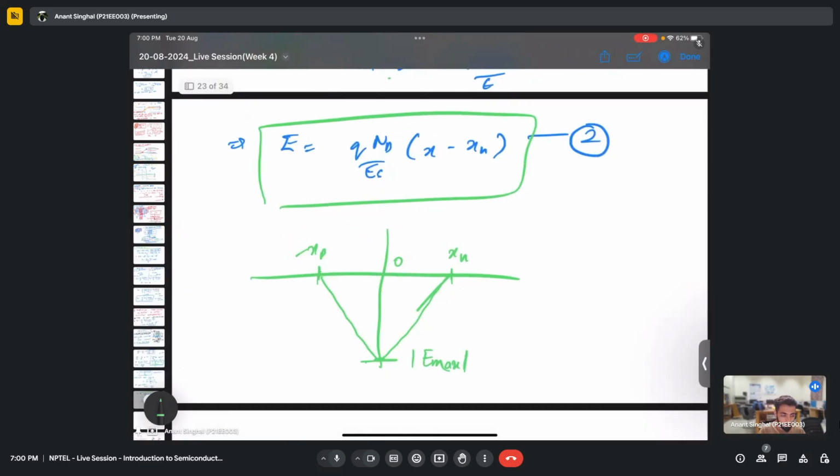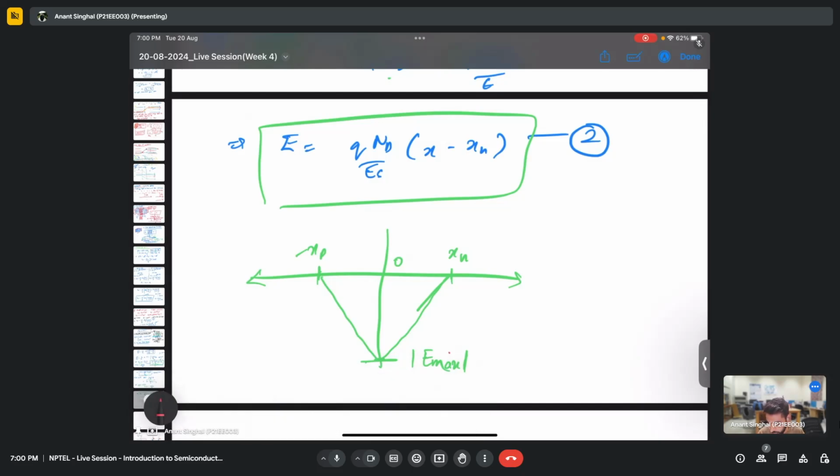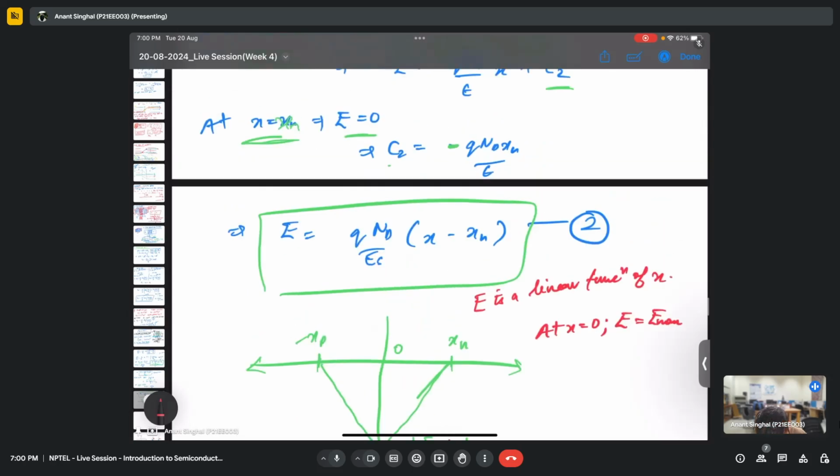I've got two linear equations, so I've just plotted them. There's nothing much to delve into. Is it clear, everyone, how the electric field comes? What we got is that the electric field is a linear function of x. And one more thing: at x equals 0, the electric field is coming out to be maximum, and we can easily calculate that E max.